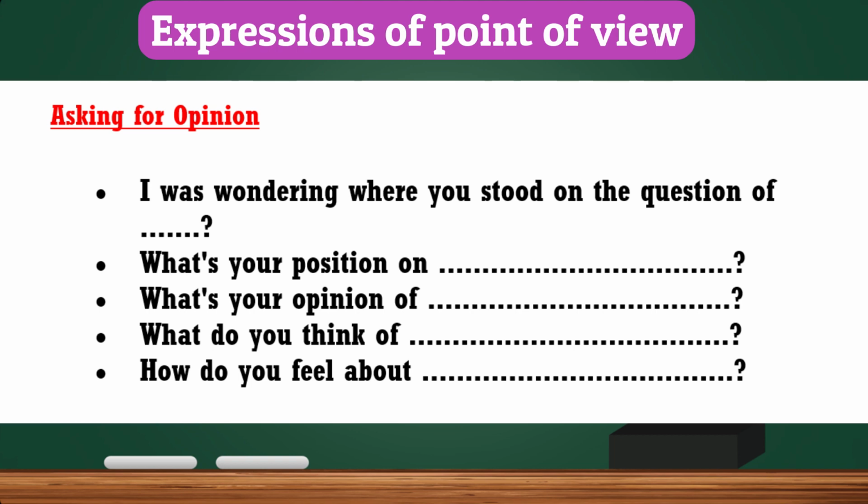The first expression is, "I was wondering where you stood on the question of polygamy," for example. The second, "What is your position on," and you give the subject. The third one, "What's your opinion of?" And the fourth one, "What do you think of?" or "How do you feel about?" This is when you want to know the opinion of others.